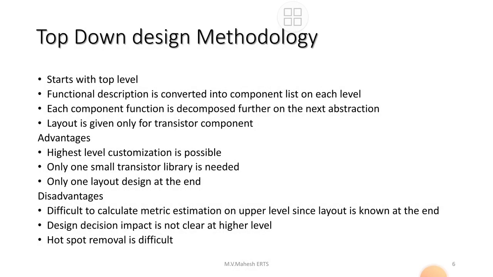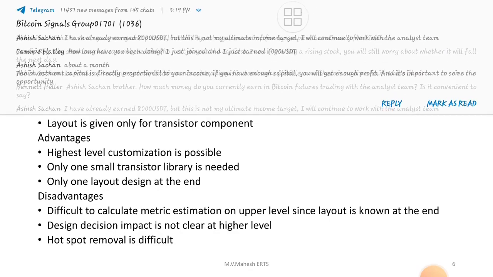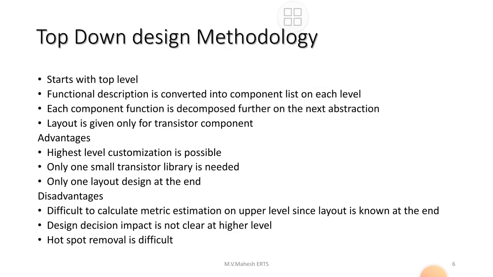So going to the top down design methodology, as I said earlier, it starts with top level, and the functional descriptions are here converted into component lists on each level, and each function will be decomposed further on the next abstraction level only. The layout is given only for the transistor component, so not for everything.